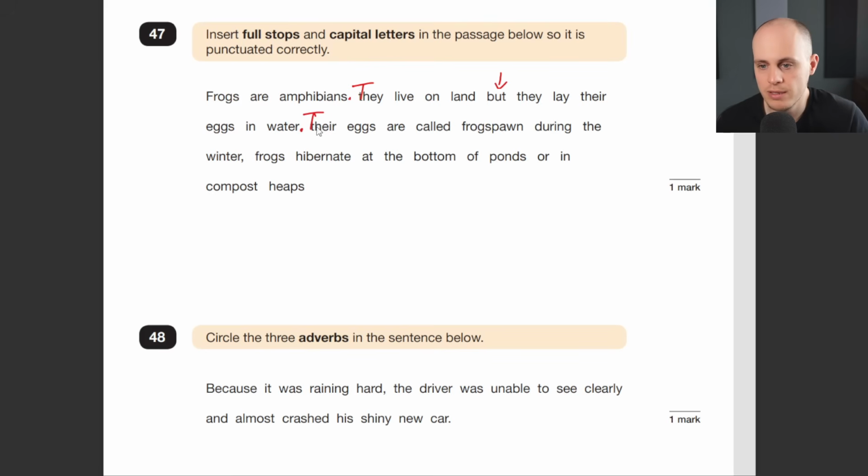Now this is the trap. Their eggs are called frog spawn during the winter. Oh, that wouldn't make sense, would it? Because that would be the end of the idea. So we can't possibly put a comma here. I must have to rethink this. Their eggs are called frog spawn.